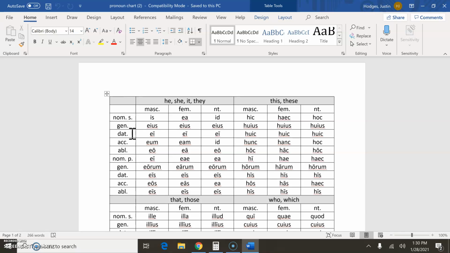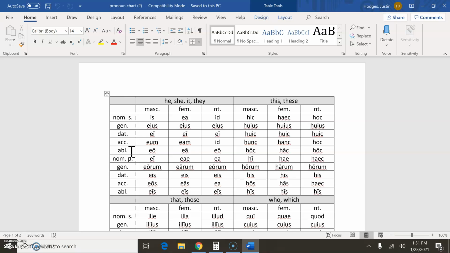You're fine. Ei, ei, ei. This is the dative version. Dative means indirect object. That means to or for blank. So ei can mean to him, to her, or to it. Accusative is when it's the direct object or receiving the action. Eum, eam, id. That's like him, her, it, receiving the action. And then lastly, we have our ablative, which is eo, ea, eo, meaning it comes after a preposition, or on its own it can mean with him, with her, with it.